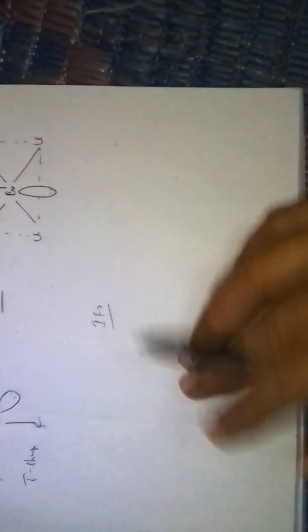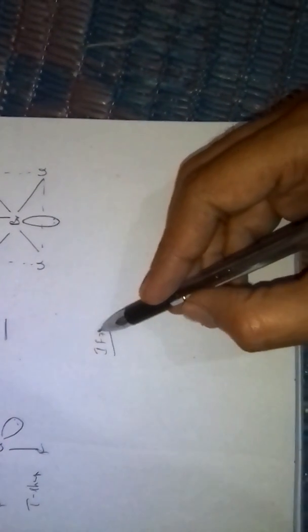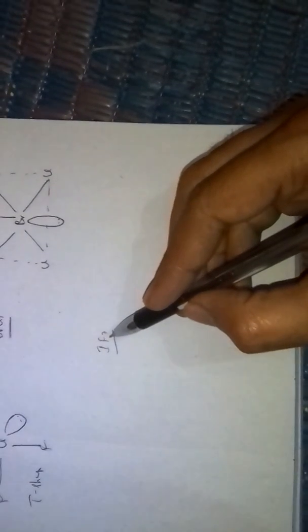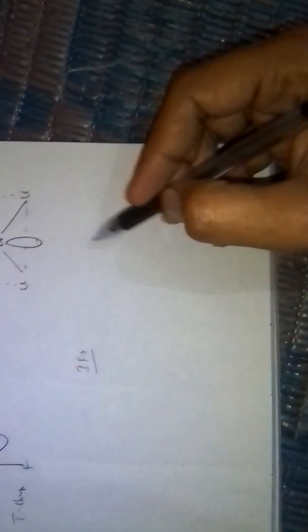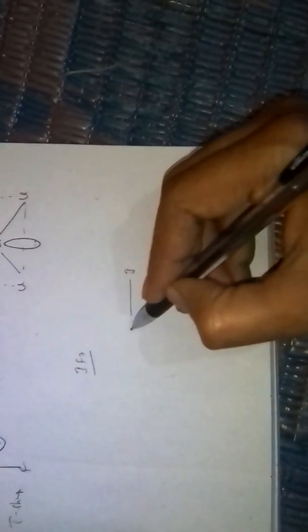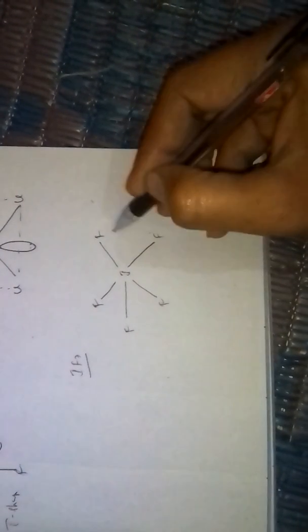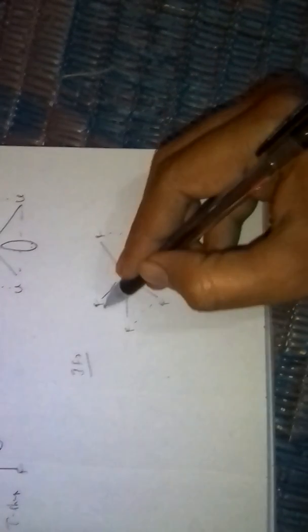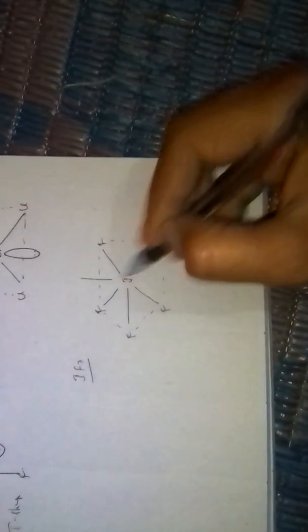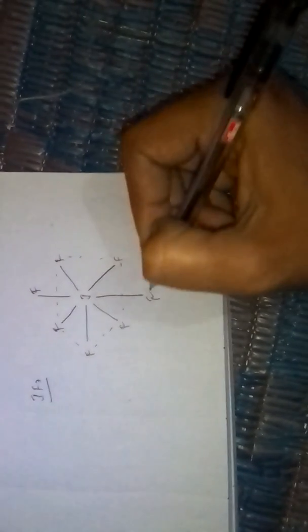Next, IF7. This one is an XX'7 type of interhalogen compound. Its shape is pentagonal bipyramidal. It contains a total of 5 equatorial positions, and 2 axial positions. All these positions are occupied by fluorine atoms. So these are some important points about the interhalogen compounds.